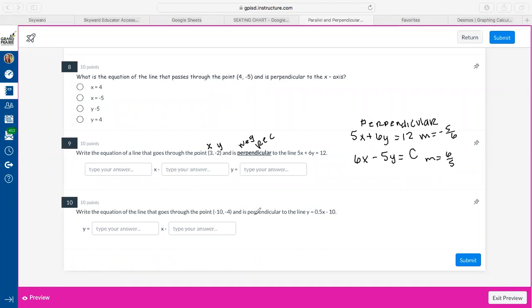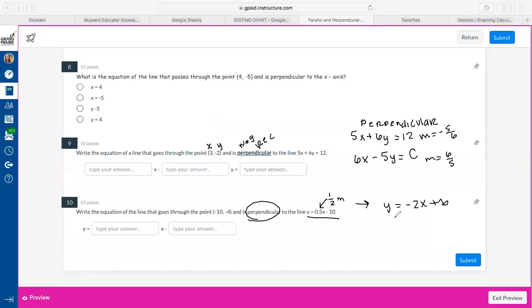Number 10 is perpendicular to the line y equals 0.5x. Can I do it? Yeah, go ahead. Just say it out loud. Okay, so what you gotta do is flip your slope to where it's the reciprocal. So it's -2.